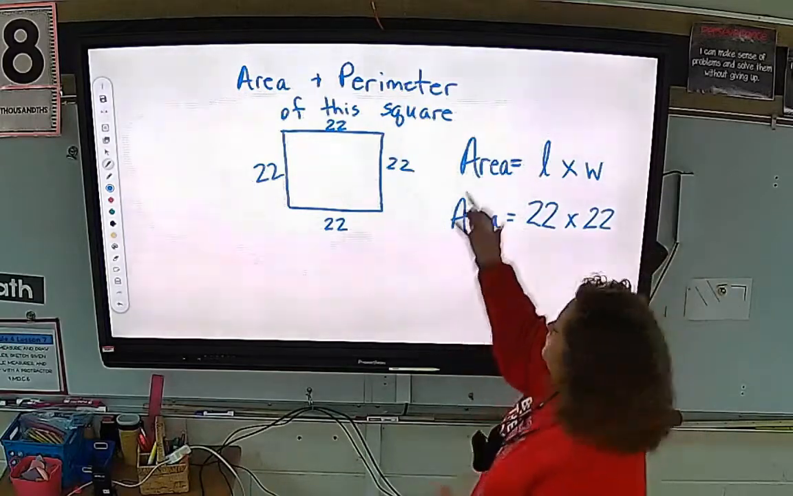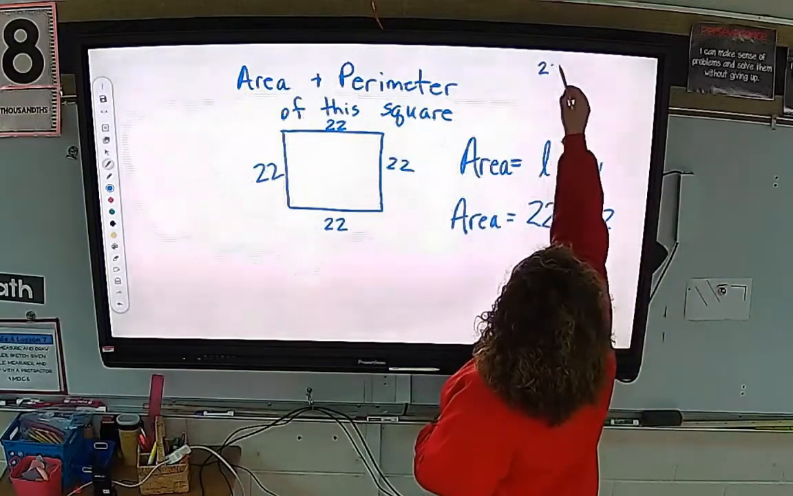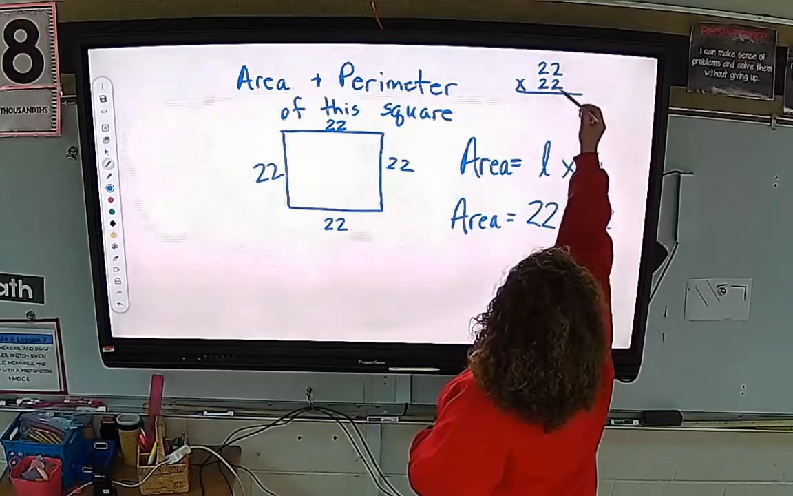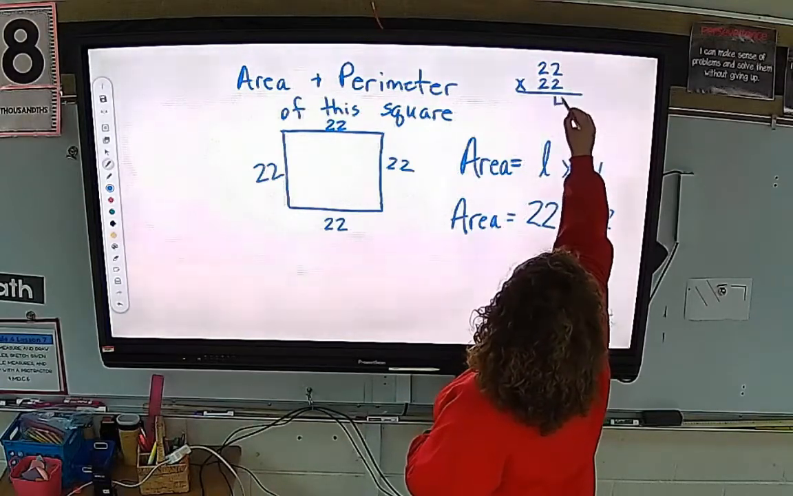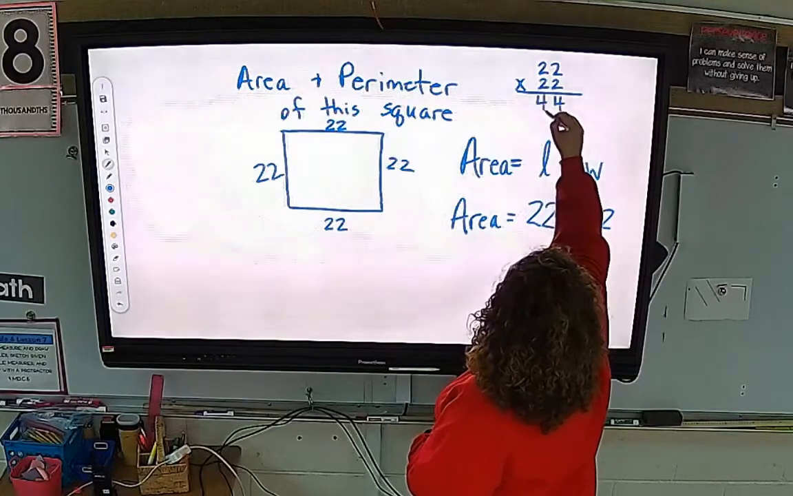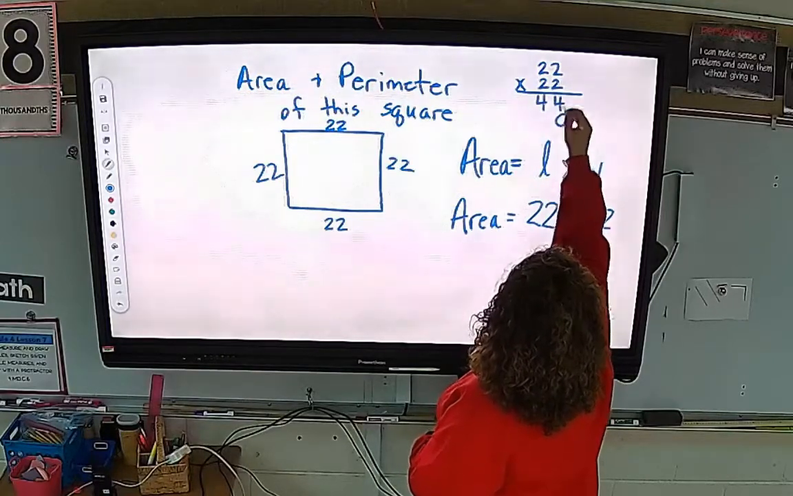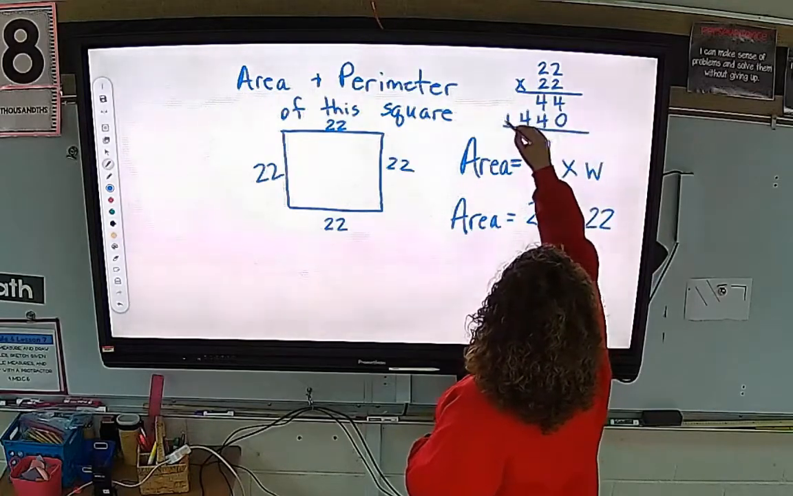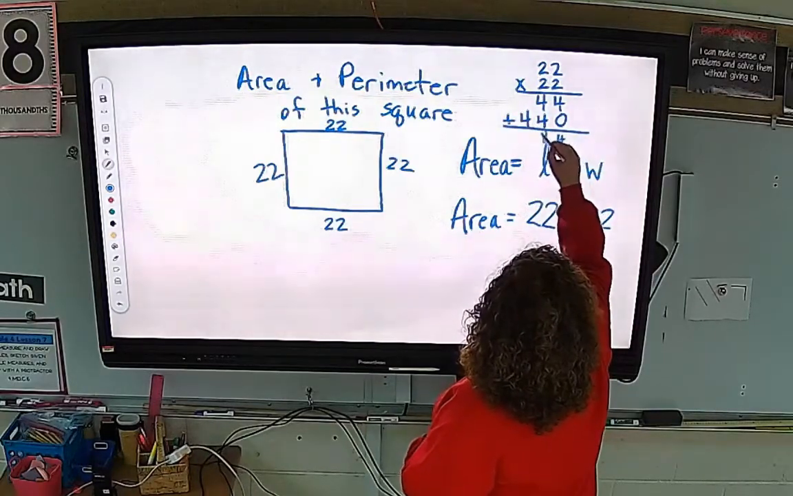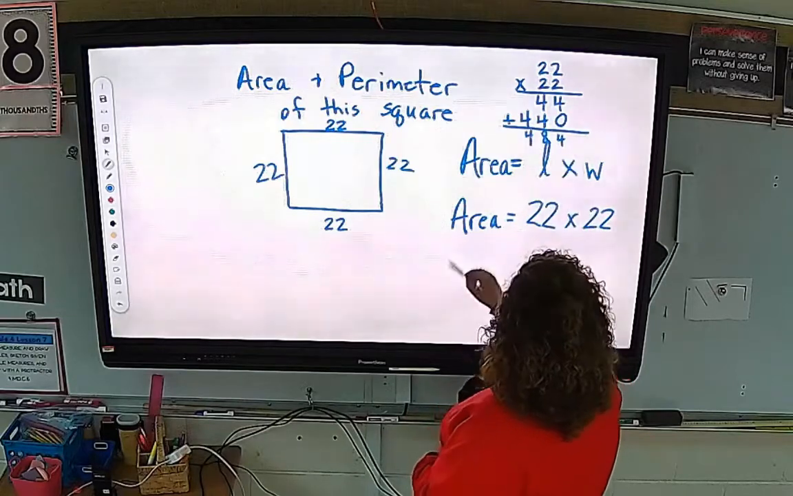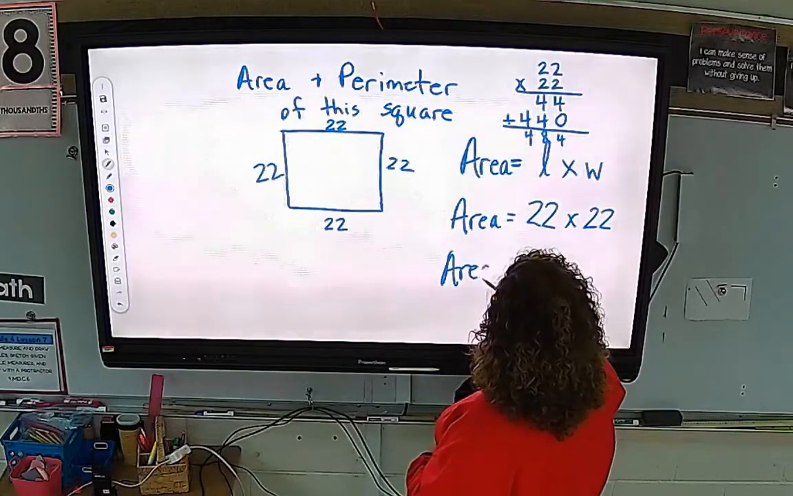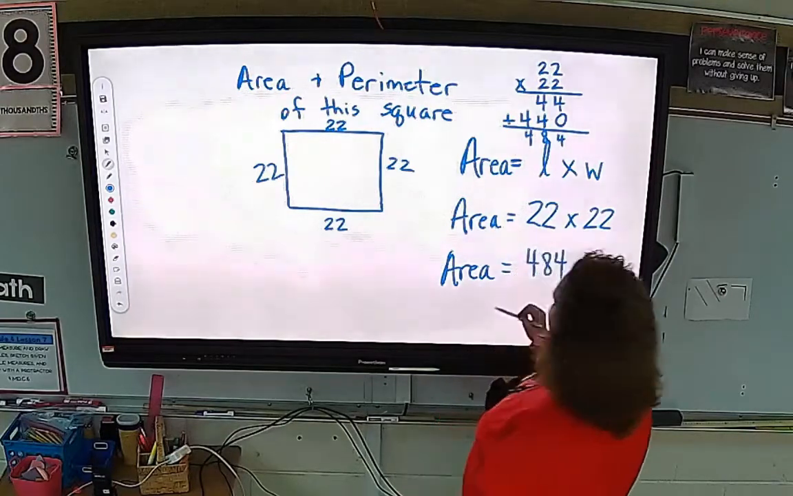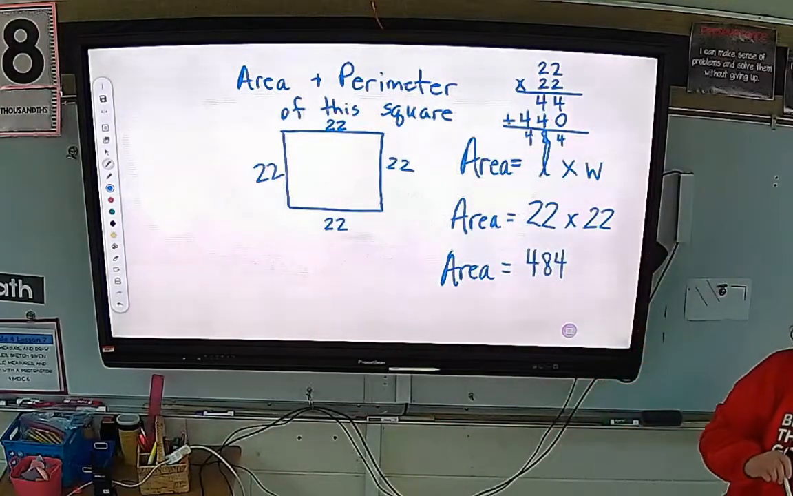And you can go over somewhere and turn that around. 2 times 2 is 4. 2 times 2 is 4. Put your 0. 2 times 2 is 4. 2 times 2 is 4. So we've got, so our area would equal 484. And how do we label that?